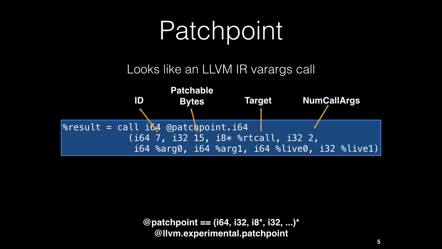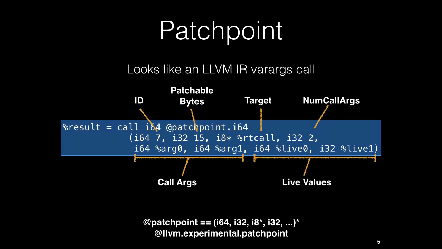Then you have to specify how many arguments this function takes, because that means, in this case 2, the next 2 arguments will be call arguments, which will be passed on to the method. Everything after that is what we call the live values. These are values you want to record because you need to observe them. Because later on, when you have to restore your execution from a different part of the code, you have to first load these values to have a valid state.